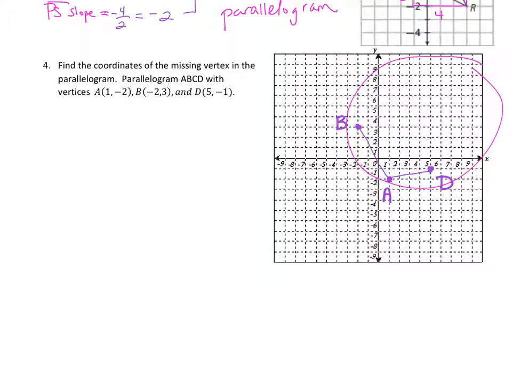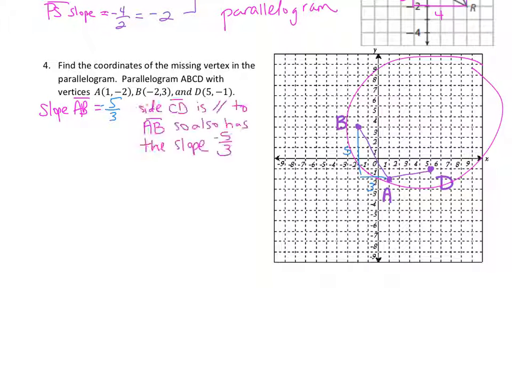So we need to first find the slope of AB. And if you can see in pink, I drew a triangle on there. So our rise is 5, the run is 3, and that is a negative slope. We know that the side CD also has the slope of -5/3.